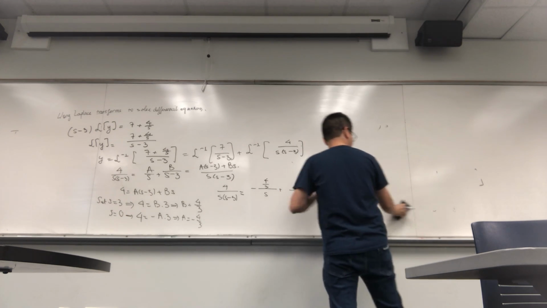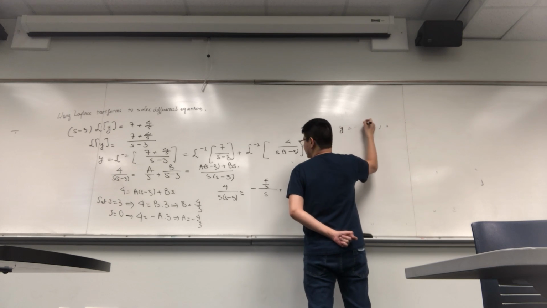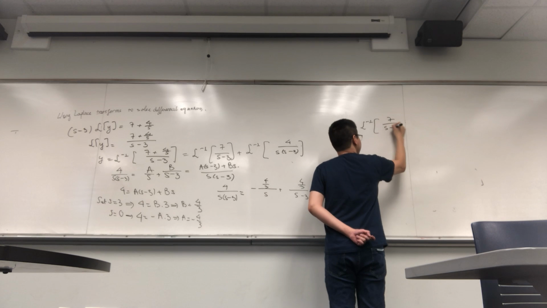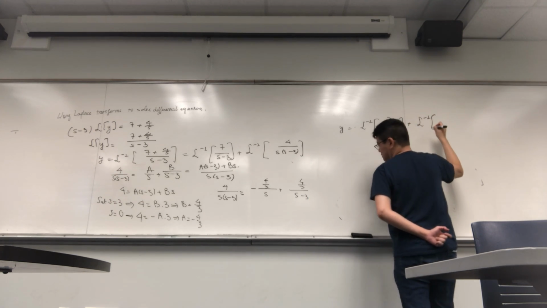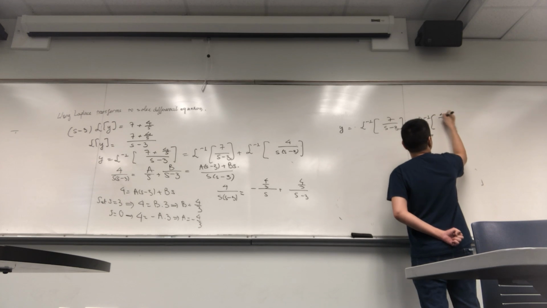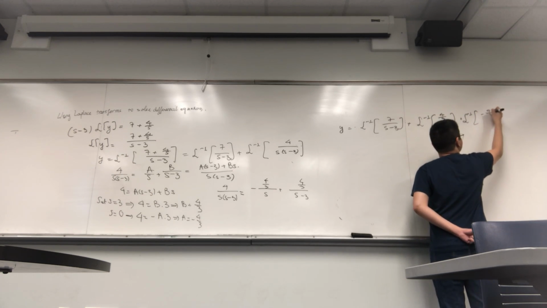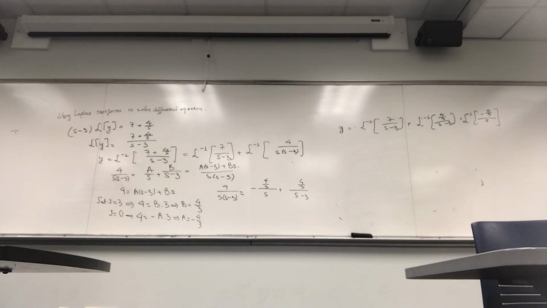So now I'm going to group everything. Right, so y will be the inverse Laplace transform of 7 over s minus 3 plus the inverse Laplace transform of 4 over 3 over s minus 3 plus the inverse Laplace transform of minus 4 over 3 over s. All right? Can you simplify it?